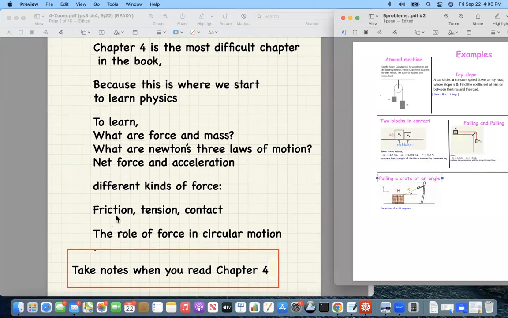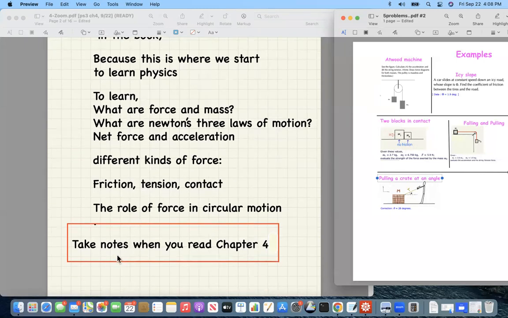There's also a section in this chapter on the role of force in circular motion when an object is moving around a circle. We already studied circular motion back in chapter 3. So we already know there's a centripetal acceleration. Well, then what force is related to that acceleration?